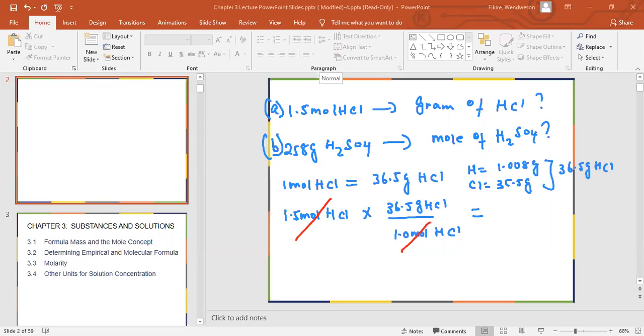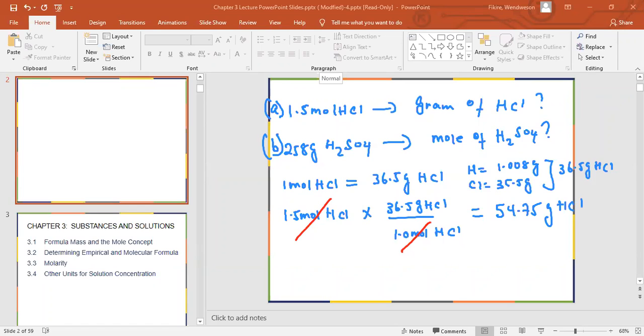Please make sure that when you start the exam, because the exam is time restricted, you have a periodic table next to you. You have to have a good, functional calculator next to you. I have my cell phone here. I multiply 1.5 times 36.5. If you have a different answer, let me know, but I got 54.75 grams of HCl.